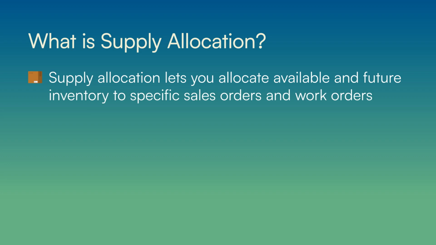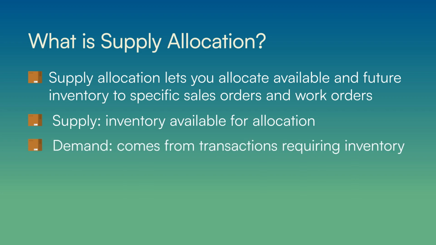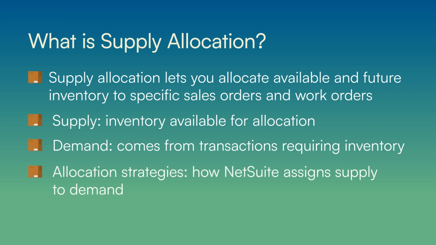Here are some key concepts to be aware of. Supply is the inventory available for allocation, including what you have on hand and what you will receive via purchase orders, transfer orders, and work orders. Demand is made up of transactions requiring inventory. For example, sales orders, work orders, and transfer orders. And allocation strategies are the methods NetSuite uses to assign inventory. With supply allocation, you can use things like customer priority, order size, expected supply dates, and other criteria to decide which orders should receive inventory first.